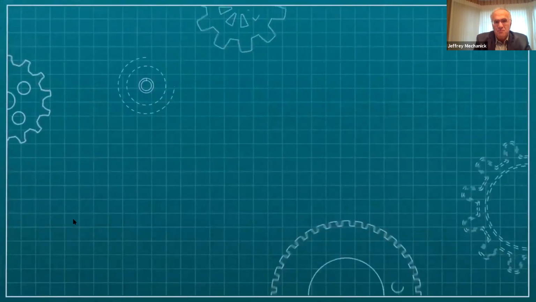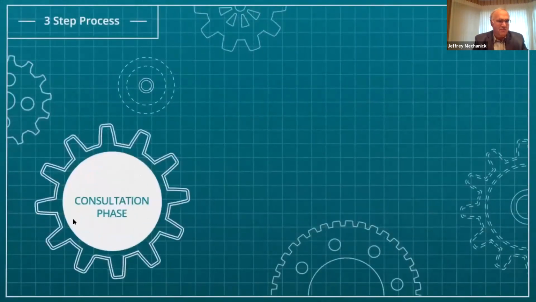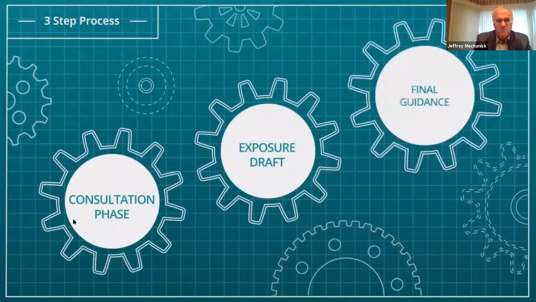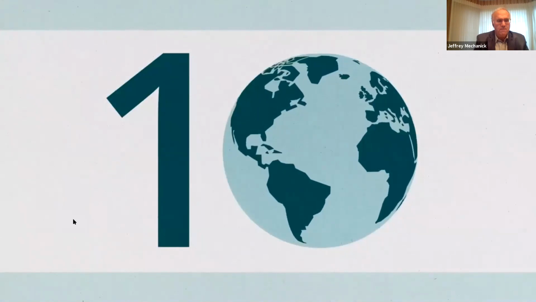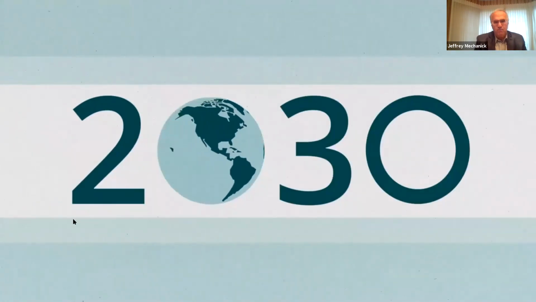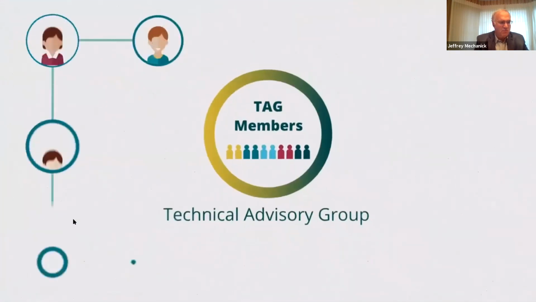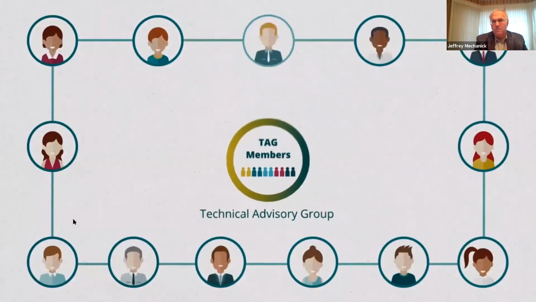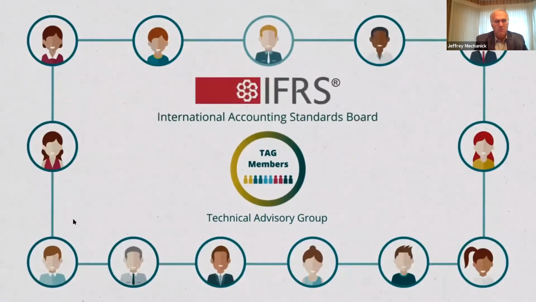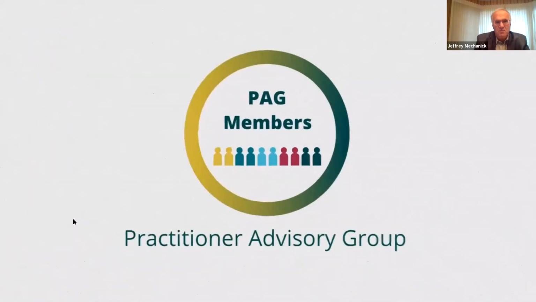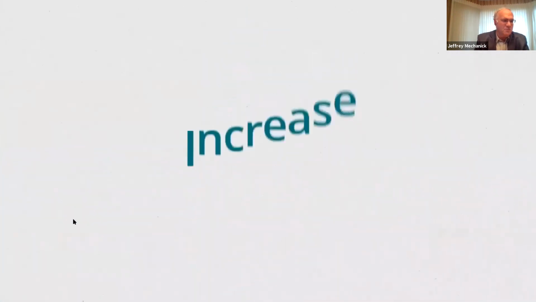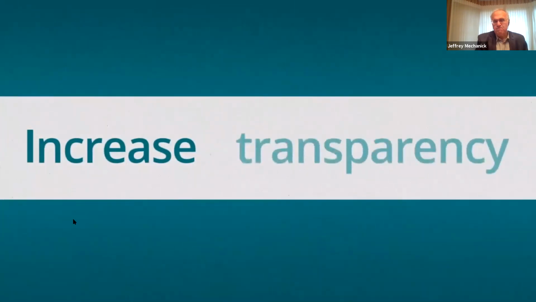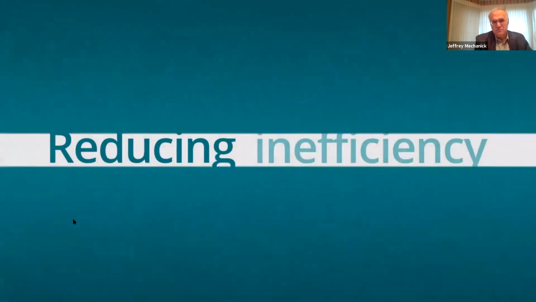The guidance is being developed in a technically rigorous 3-step process, involving a consultation phase and development of an exposure draft, with final guidance available from early 2025. With the goal that at least 10 countries will use the guidance by 2030, with more to follow. The project has a technical advisory group involving national standard setters from every continent and an official observer from the International Accounting Standards Board. And the Practitioner Advisory Group helps us ensure the guidance will meet users' needs. The founding funders share our vision for this game-changing project. We have the opportunity of a generation. We can increase accountability and transparency while reducing inefficiency in the current system.